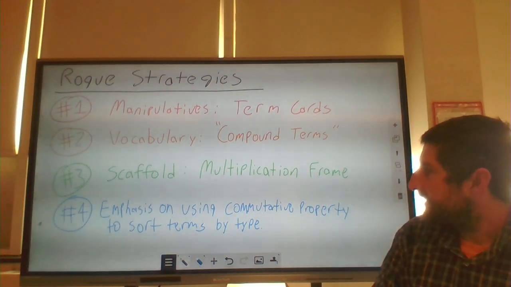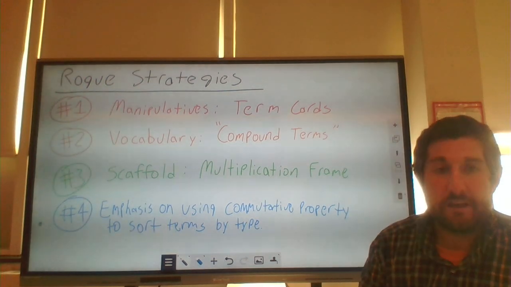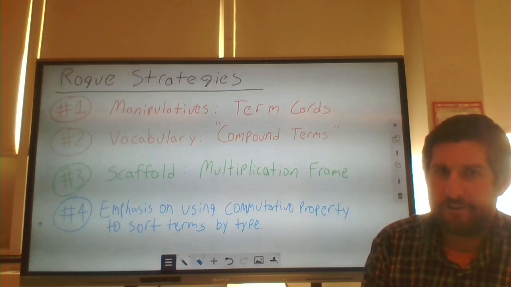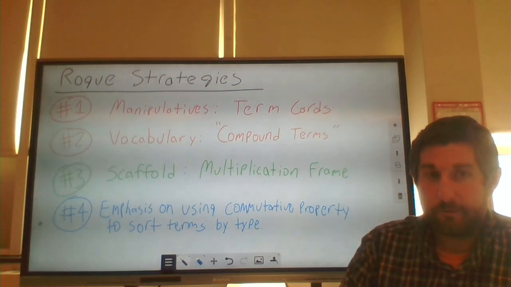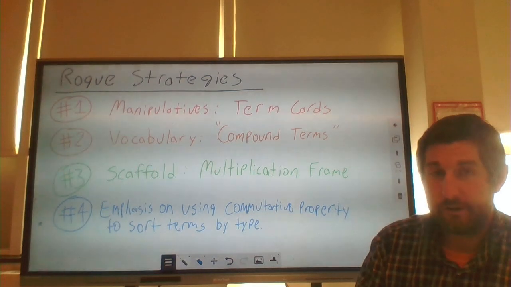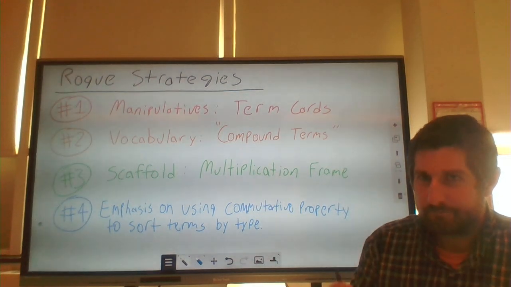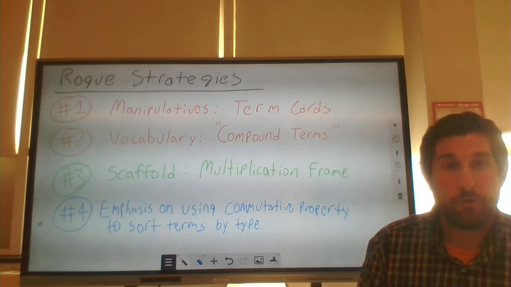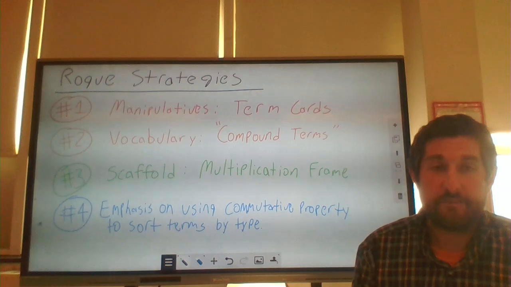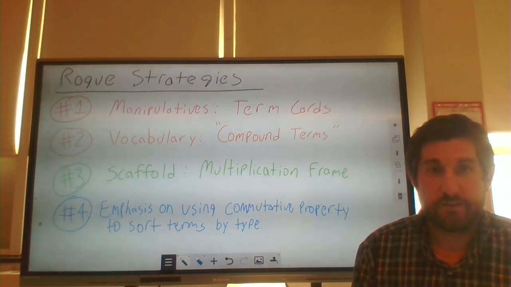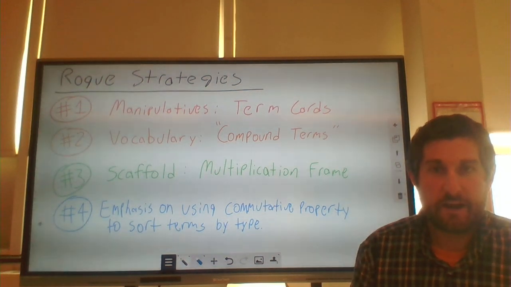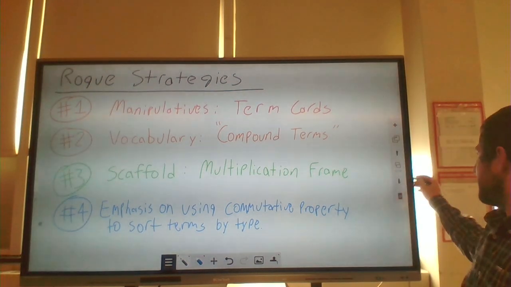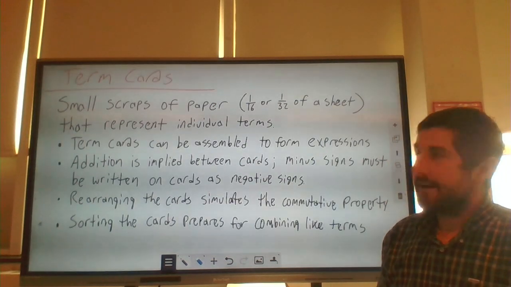And then finally, an emphasis on using the commutative property to sort terms by type. I really go hard into the commutative property when dealing with simplifying expressions and solving equations. That's mostly to solve the idea of misapplying those equation rules in expressions or on the same side of an equation, because students aren't quite getting the grasp of the expression rules versus the equation rules. So, with that being said, let's go through each one at a time.